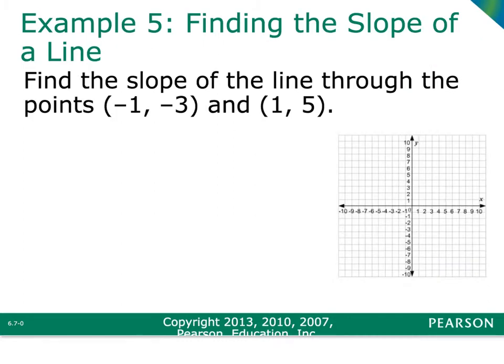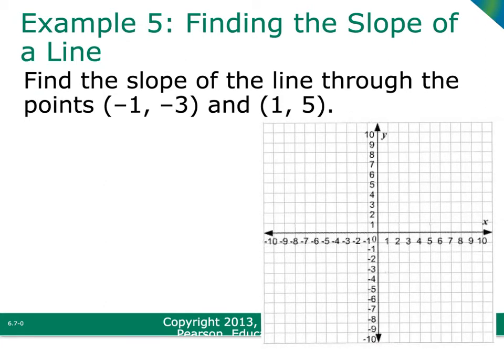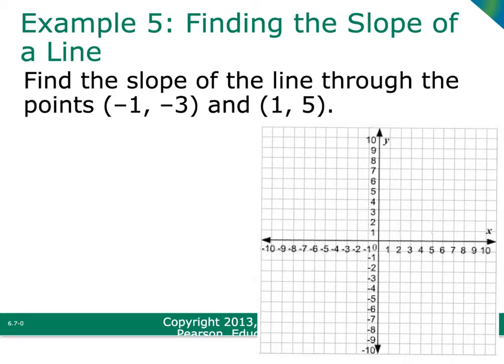For example, I would like you to find the slope between the points (-1, -3) and (1, 5). There are two ways you can do this. The first way is graphically. I don't know that this would be my first choice, but you could do it. Let's plot the point (-1, -3), so we go left 1 and down 3. Then I could plot the point (1, 5), so I would go right 1 and up 5.